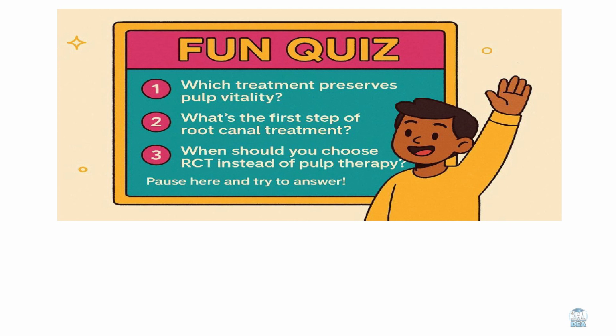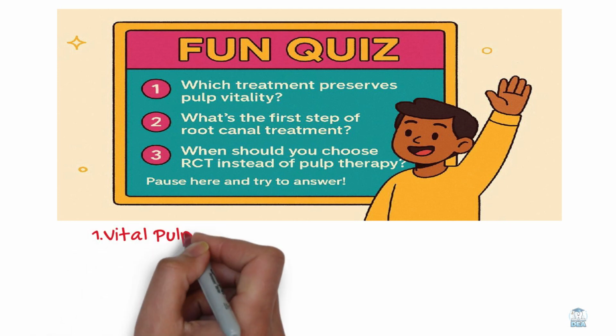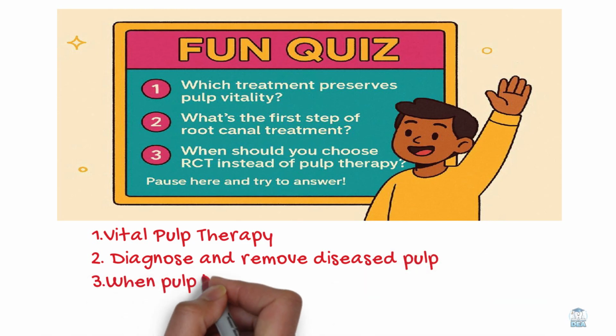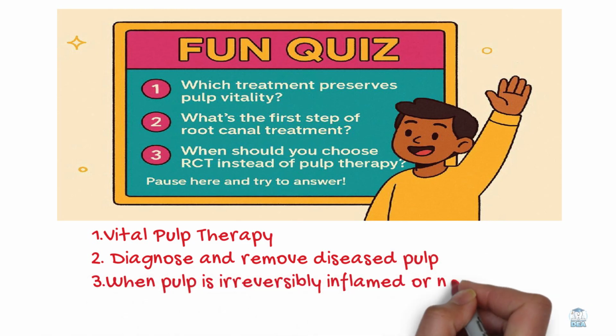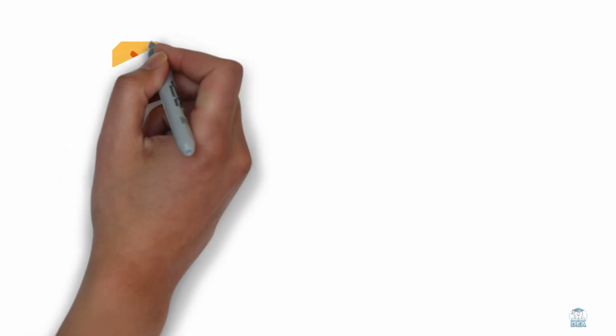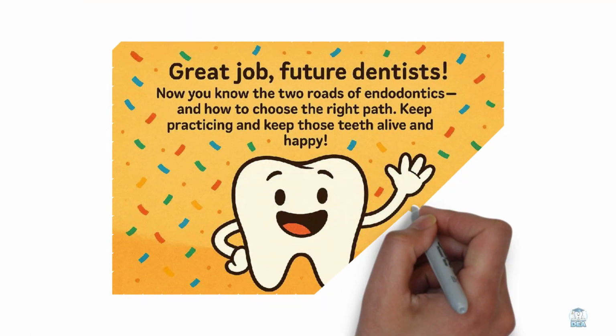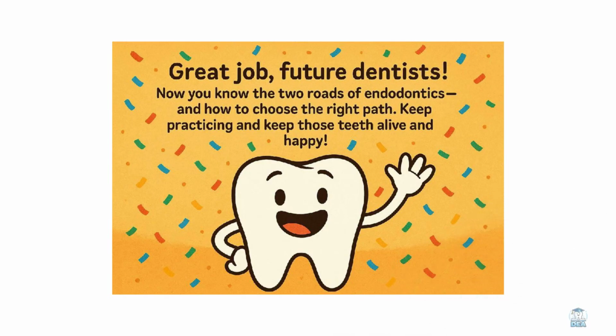Correct answers are vital pulp therapy, diagnose and remove diseased pulp, when pulp is irreversibly inflamed or necrotic. Congratulations, future dentists! You now know the 2 roads of endodontics and how to choose the right path. Keep practicing and keep those teeth alive and happy.